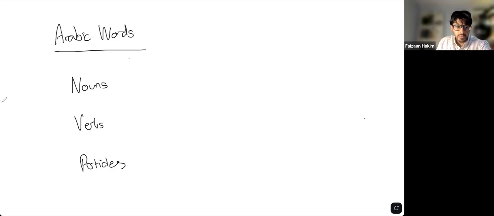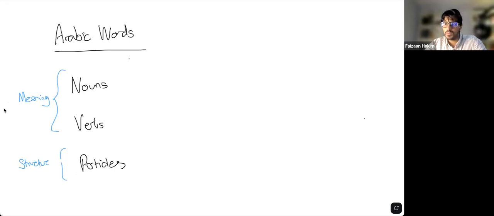Essentially two things we do. A word either has a meaning, like the word is being used for a meaning, or is being used for structure. For example, man, rajulun, has a meaning. We know what a man is or the man is. The word has a meaning.